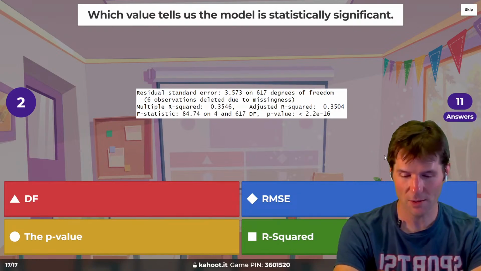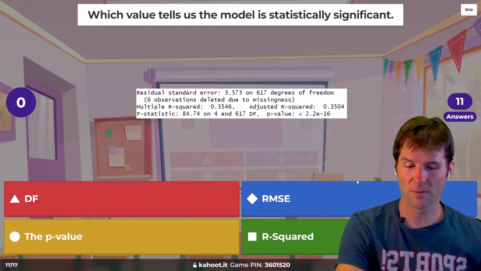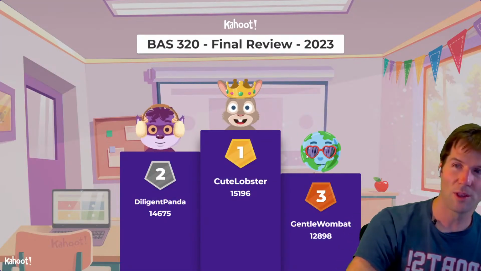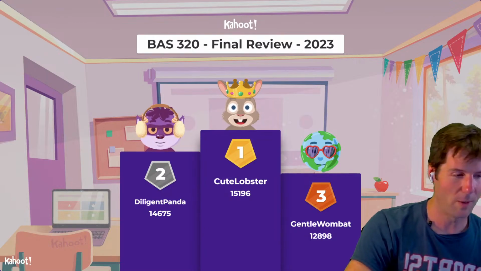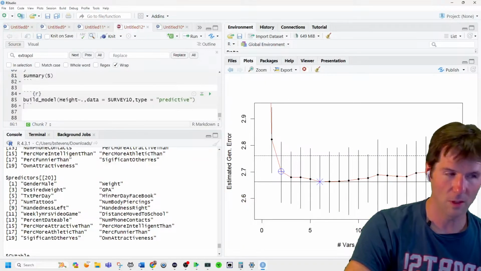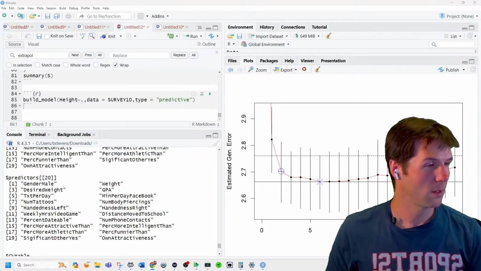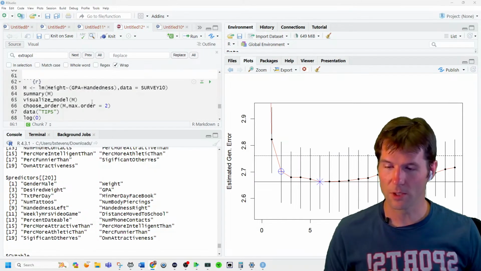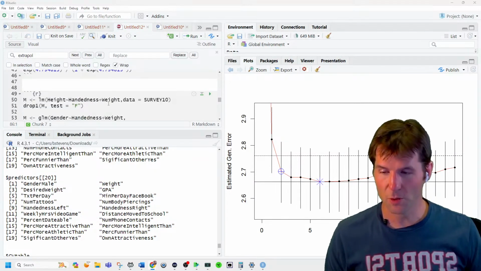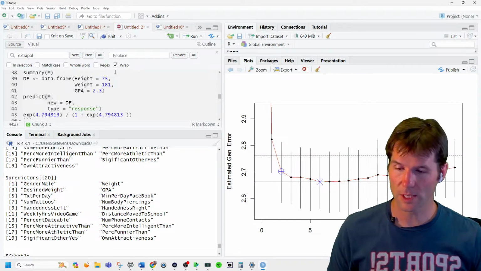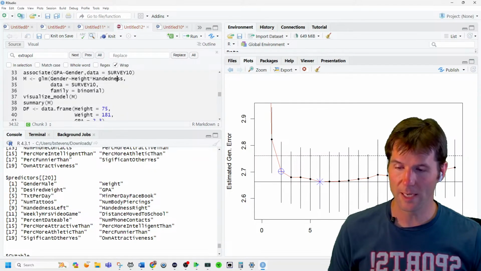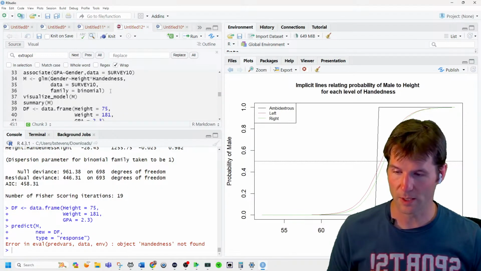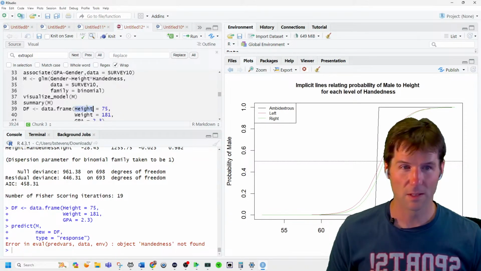Show another Logit question. Yeah, I'll do a Logit one here. Let's announce the winners right here. Wow, everyone got the p-value. I like that. The winners are cute lobster, diligent panda, and gentle wombat. Logit's not even mentioned, as far as I can see. Logit would always come from a logistic regression, but when you're doing predictions from a logistic, you always want type equals response. So make sure you have type equals response right here. Does that make sense?